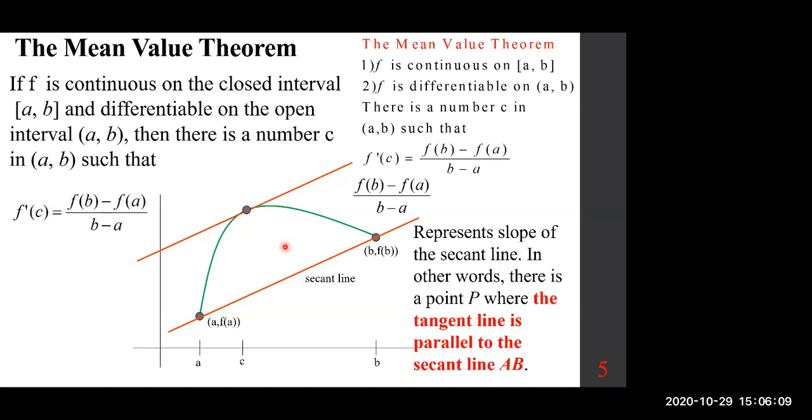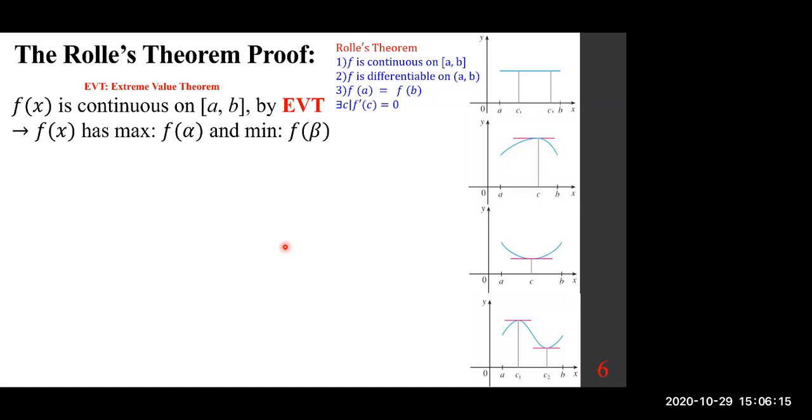Let's spend a couple of minutes quickly looking at the proof of the concept, class. So starting with Rolle's theorem. Rolle's theorem indicates we have a continuous function, we have a differentiable function, and we know f of a equals f of b. All those three criteria are given. Therefore, there must be a point c such that f prime equals 0.